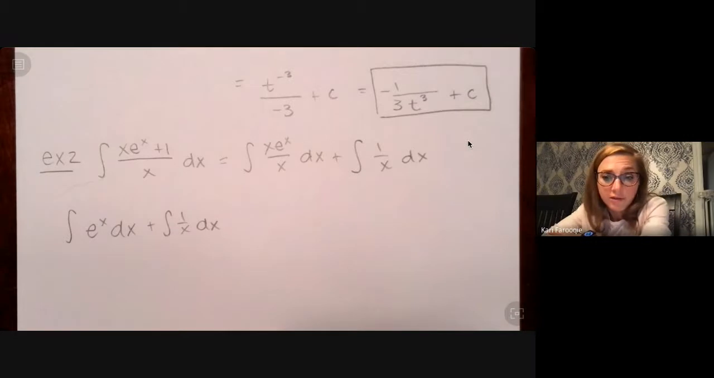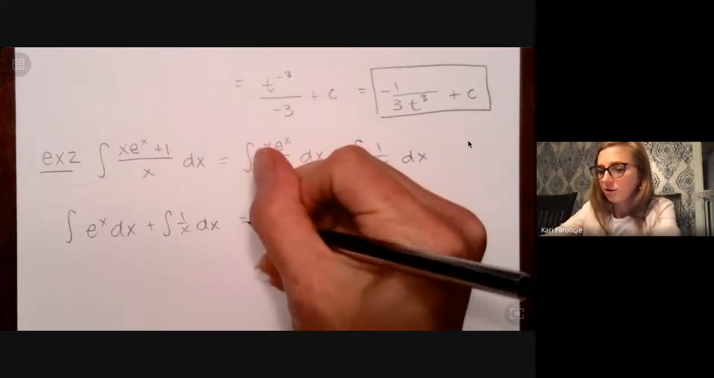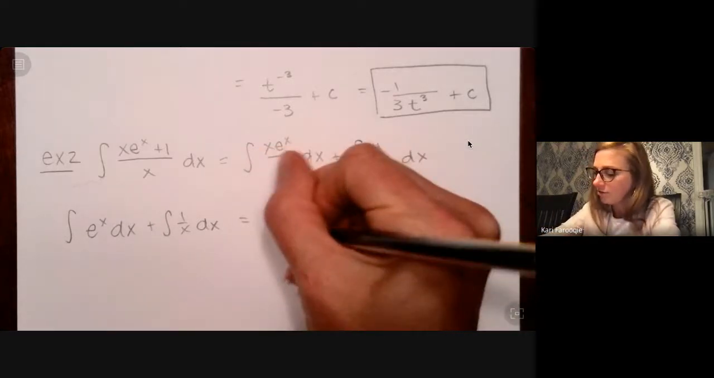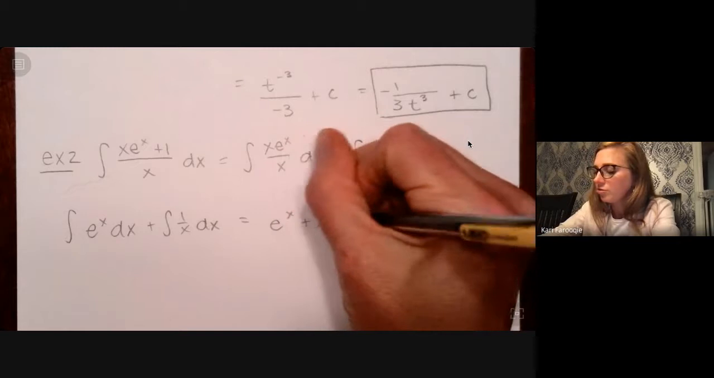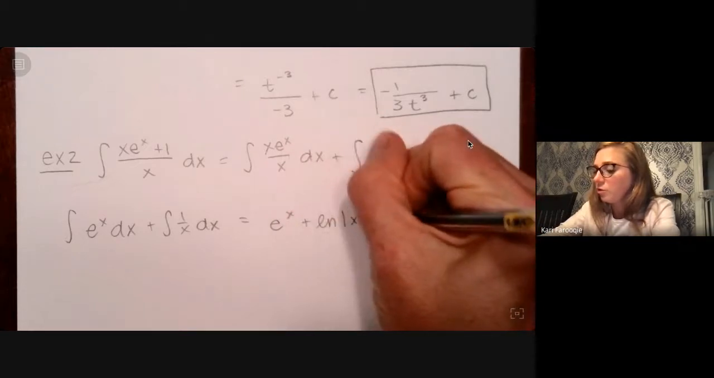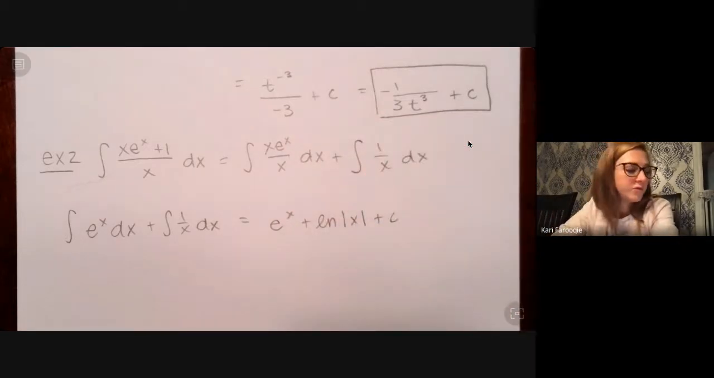And then I'll integrate that. Now, if you don't remember the value of these integrals, I'm going to remind you right now, because these are special ones. The integral of e to the x, wait for it, is e to the x. The integral of 1 over x is the natural log of the absolute value of x plus c. Don't forget your absolute value bars.